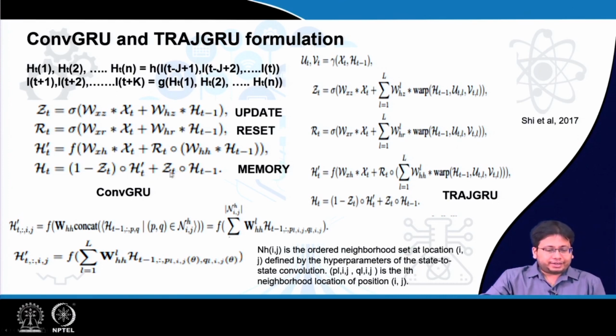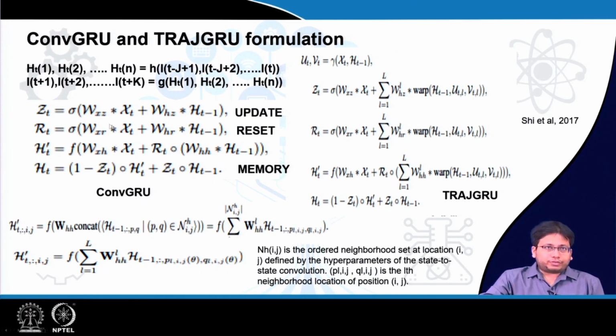this will be a binary variable, either 1 or 0. If ZT is equal to 1, that means the memory will not be updated. That is, the current value of the memory will continue to be present. But if ZT is equal to 0, that means whatever new information has been created will now be stored in the memory, and the old information will be deleted. So this is how the conv GRU works.